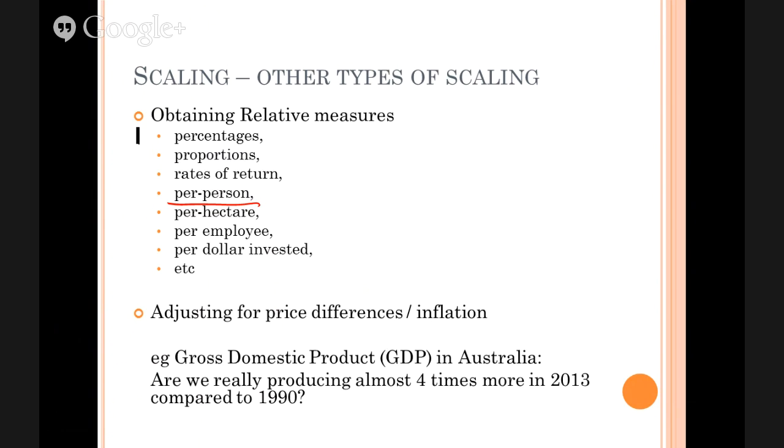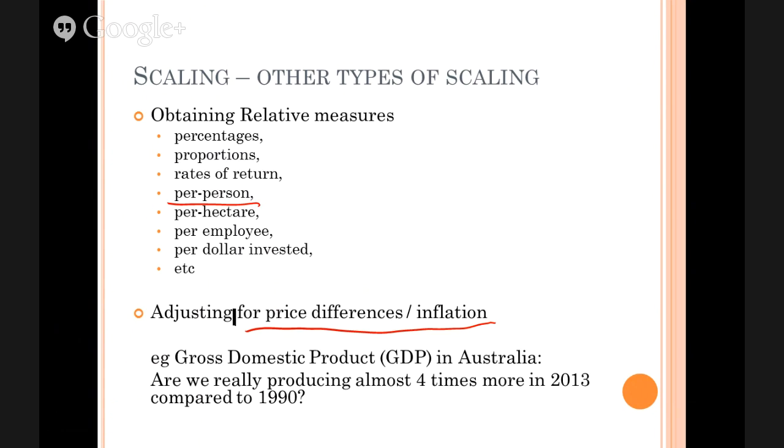Now, one particular one I want to focus on for a little while now is adjusting for inflation or price differences. And this is a particular issue if you're trying to look at a series of data that changes across time. And the data itself might evolve in part because there's been a change in the nature of the thing that you're measuring, but also it may actually just evolve simply because the prices of the products that make up this data have evolved as well. And that's not necessarily giving you a true picture of what's really going on.